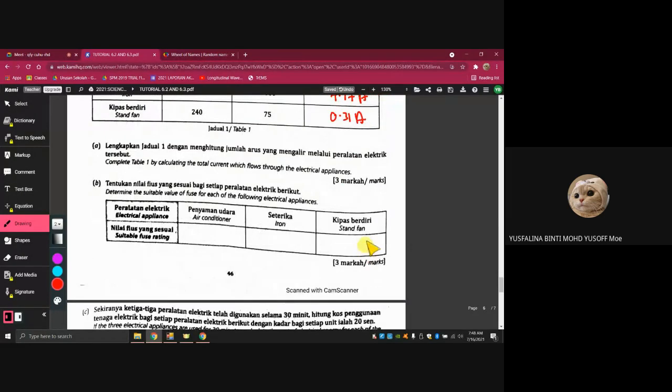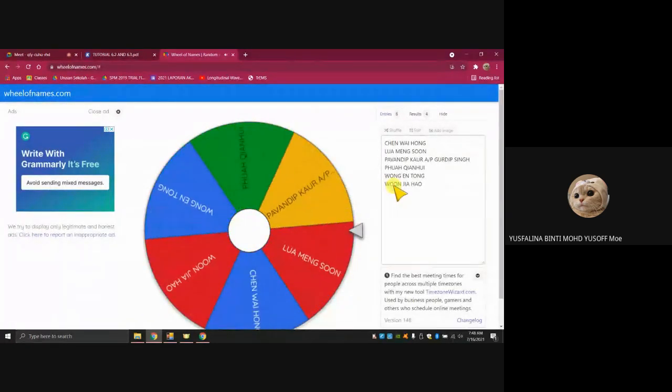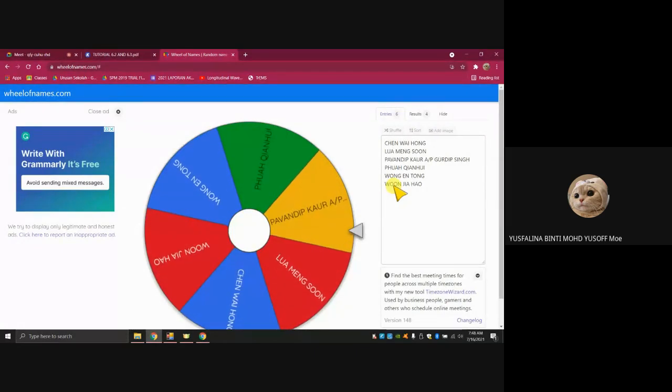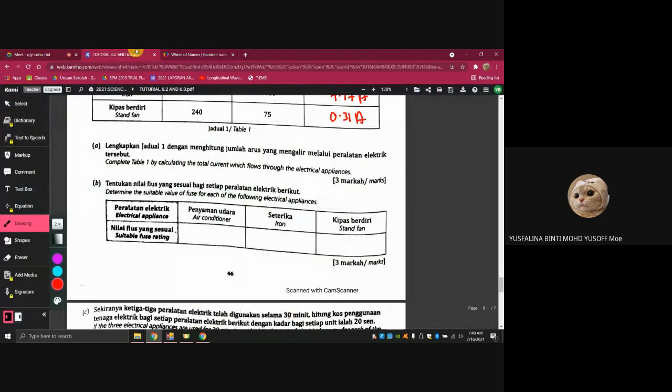So let's try for B. Okay, Pavandit, what is the answer for B? They ask you to determine the suitable fuse. Pavandit, are you here? Yes, right. So what's the answer for this one? You have to choose the suitable fuse for each type of electrical appliance. So this one you have to refer to the currents that flow, based on Table 1.